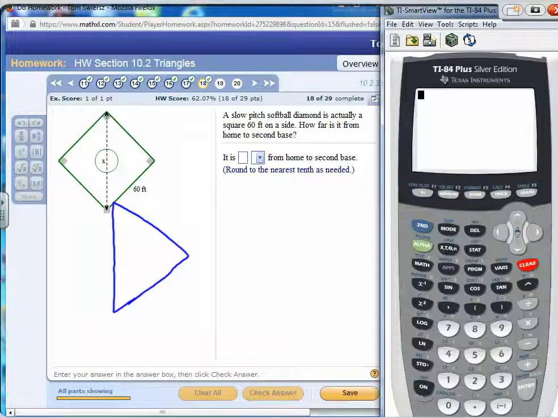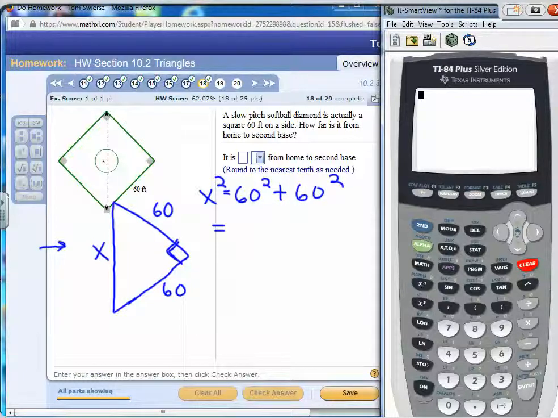Now notice, here's our right angle. There's 60 feet from first to second, and it's 60 feet on each side, so from home to first is 60, and from first to second is 60. We want to find how far it is from home to second, which is x. Notice, here's our right angle, so x is opposite the right angle, so that is the hypotenuse. x is the hypotenuse, 60 and 60 are the legs, so it's set up x squared is equal to 60 squared plus 60 squared.